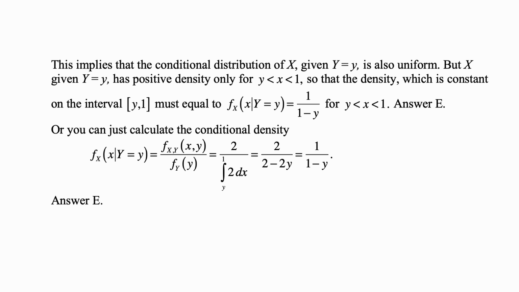Or you can just actually calculate the conditional density directly. That's f sub X of x given that Y is equal to y, which is the joint density divided by f sub Y of y. And so that's 2 over the integral from y to 1 of 2 dx. So 2 over 2 minus 2y, and that's equal to 1 over 1 minus y, either way. That's answer E again.